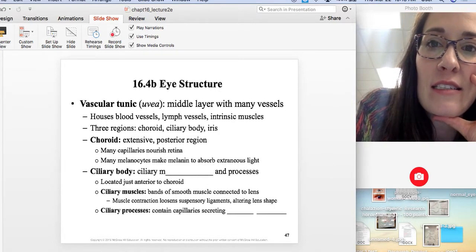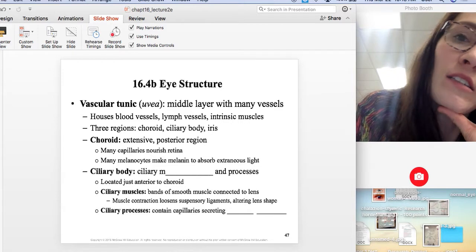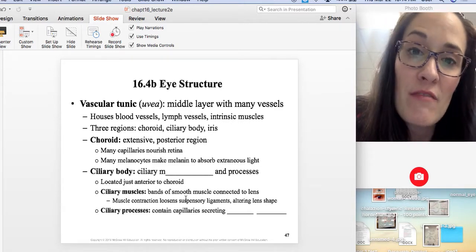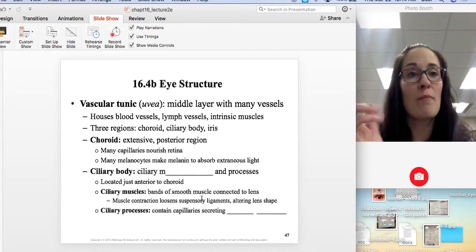The next layer is the middle layer, called the vascular layer. It's very rich in blood vessels, and there's also muscles in this layer.